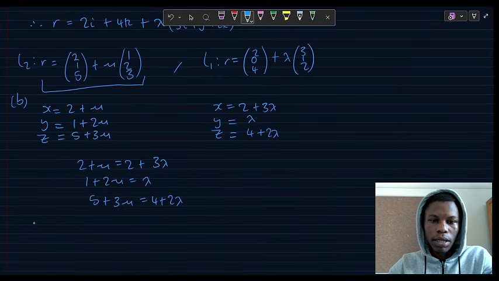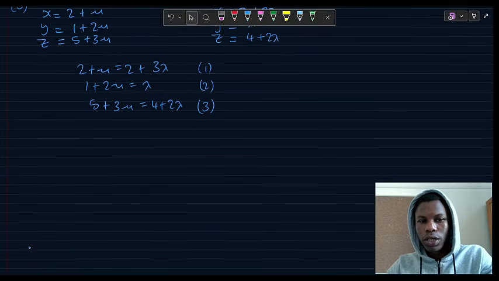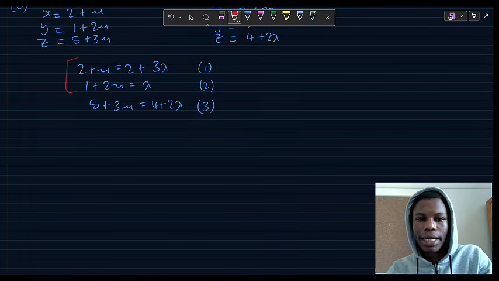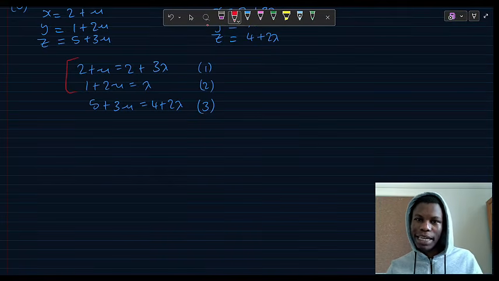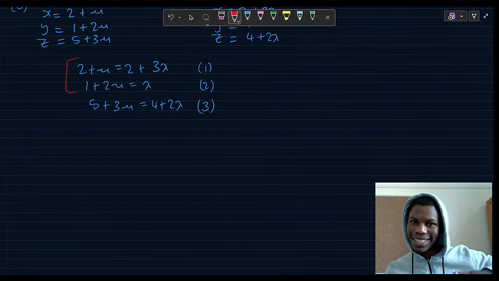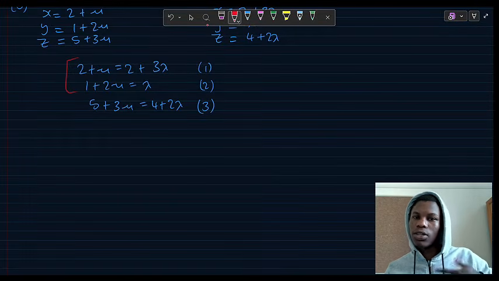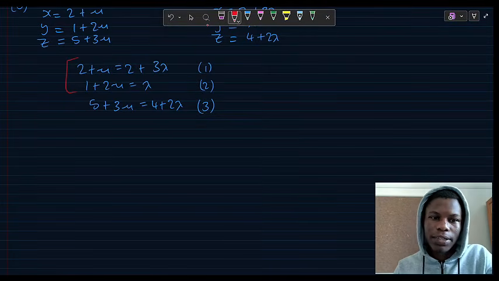Okay. And I'm just going to label these equation 1, equation 2, equation 3. What we want to do is use the first 2 equations to solve for lambda and mu. Once we have lambda and mu, we're going to substitute our values for lambda and mu into the third equation. And if the left-hand side of that equation is equal to the right-hand side, then all 3 equations are satisfied, and therefore the lines intersect. But if the left and the right are not equal, then our lines do not intersect, because not all 3 equations are satisfied.